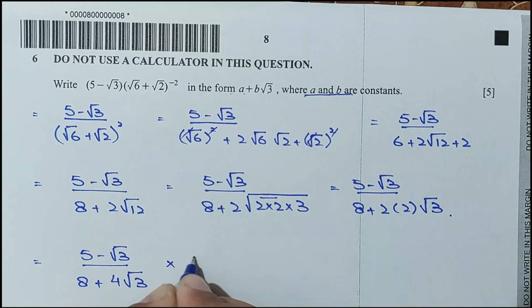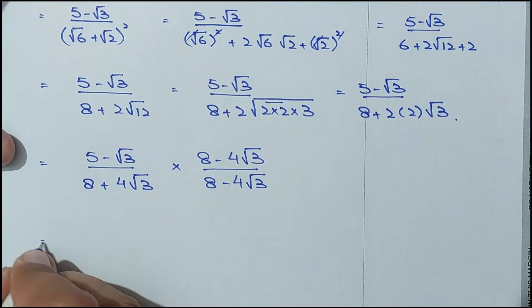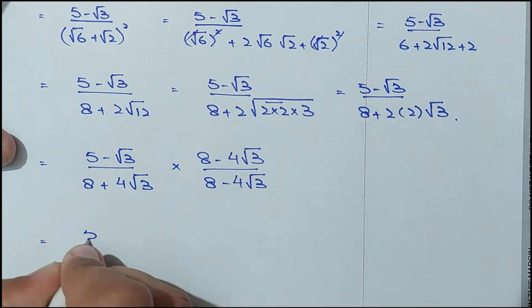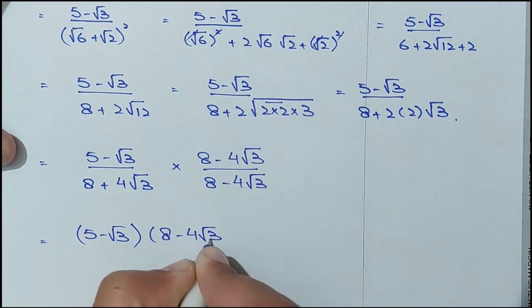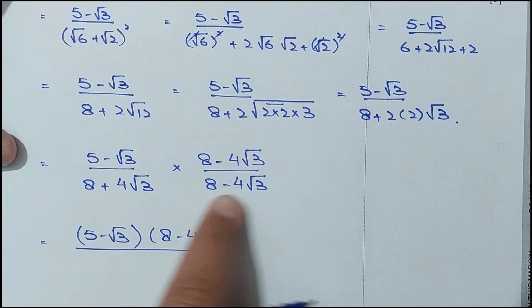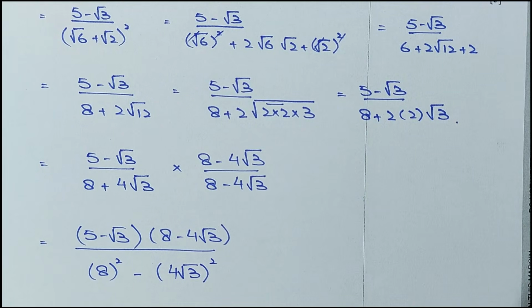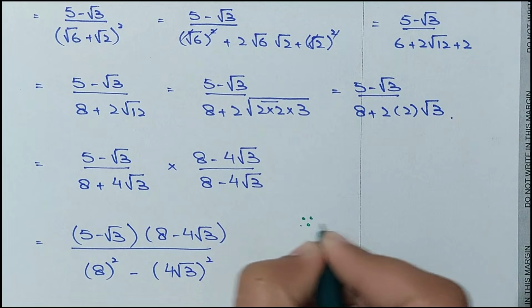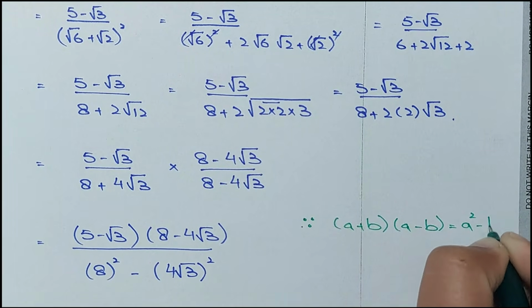Now we can rationalize it with the conjugate of the denominator, multiplying and dividing with the conjugate of the denominator. For further simplification, 5 minus root 3 is multiplied with 8 minus 4 root 3, and in the denominator we have a plus b and a minus b, so we have to use the formula of first term square minus the second term square. When we have the factors a plus b and a minus b, use the formula of difference of squares.